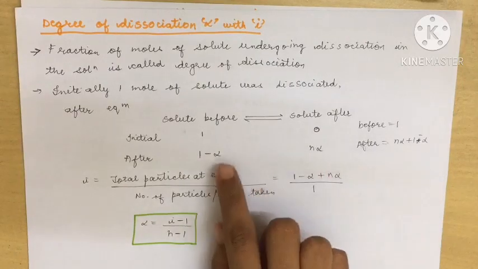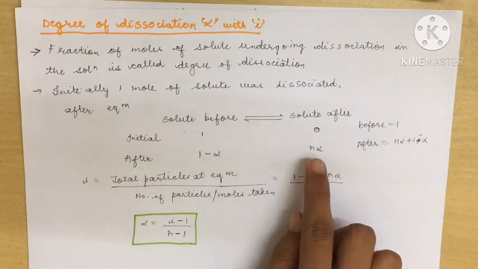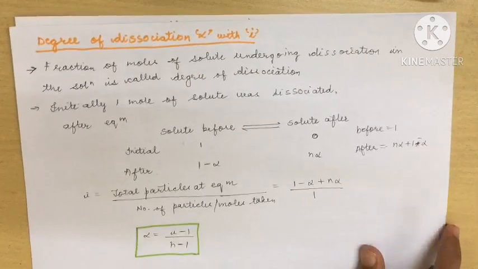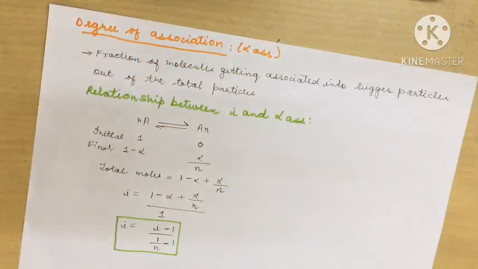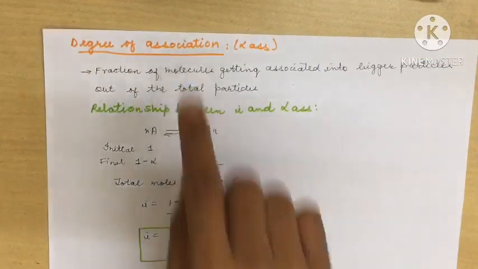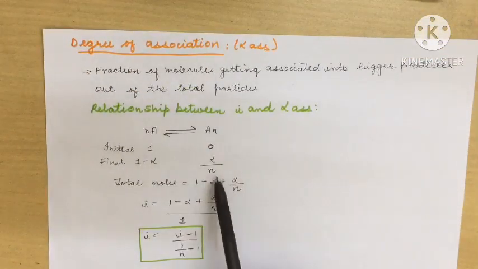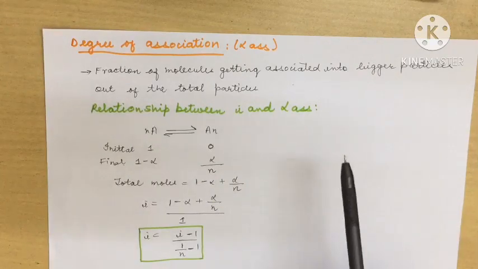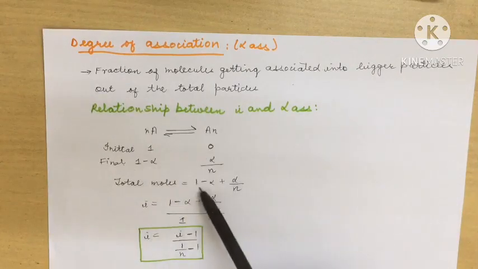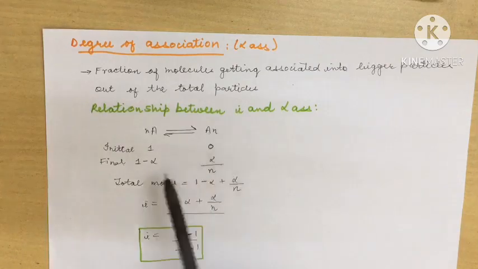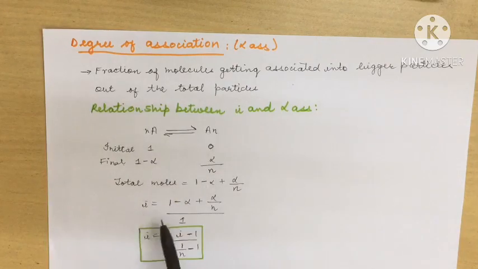That's why here n, because they are not dissociated here, they will dissociate afterwards. That's why we multiplied n here, because the particles are increasing. But in this case, we have the particles decreasing because they are associating. So we write alpha upon n. Now total moles afterwards is 1 minus alpha plus alpha upon n, and previously we had 1. Putting the formula in i, we have i equals (1 minus alpha plus alpha upon n) upon 1. That is, alpha equals (1 minus i) upon (1 minus 1 upon n), that is (i minus 1) upon (1/n minus 1).